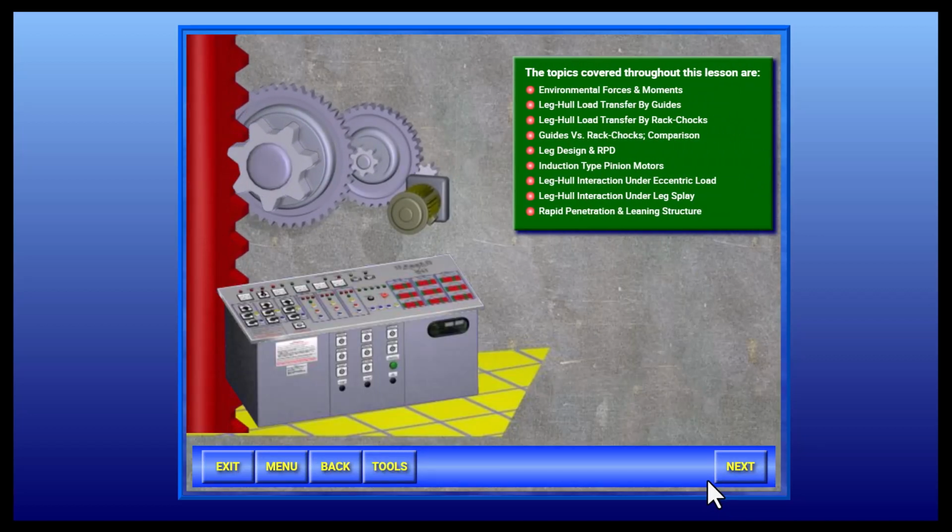The topics covered throughout this lesson are environmental forces and moments, leg hull load transfer by guides, leg hull load transfer by rack chocks, guides versus rack chocks, comparison, leg design in RPD, induction type pinion motors, leg hull interaction under eccentric load, leg hull interaction under leg splay, and rapid penetration and leaning structure.